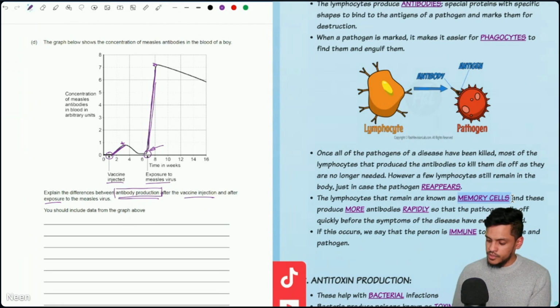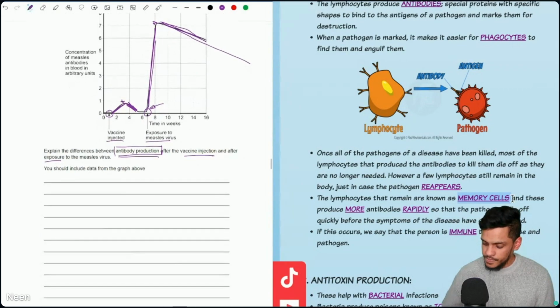So after exposure to the measles virus is much steeper. So that means the antibodies are being produced much faster. So they're being produced at a greater volume, much faster. And the last thing you can talk about here is after. Look how slowly this one decreases. Look how slowly this one decreases compared to this one. This one goes back to 0 very quickly. This one decreases very slowly. So explain the differences. That's what you need to talk about. This is a 6 marker. So it's quite hard to get all 6 marks here.